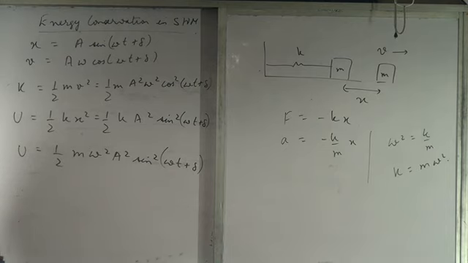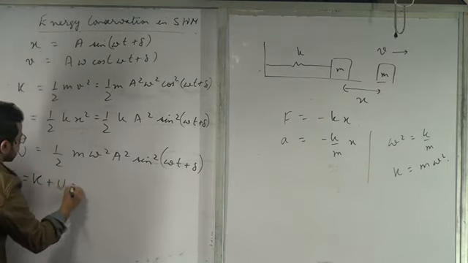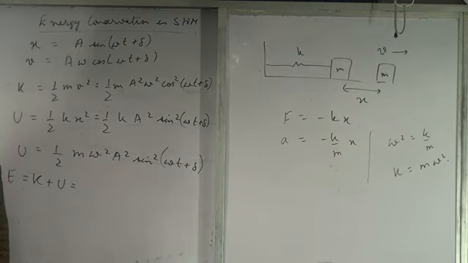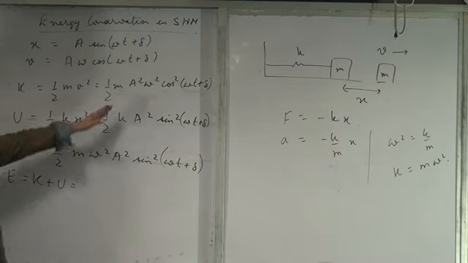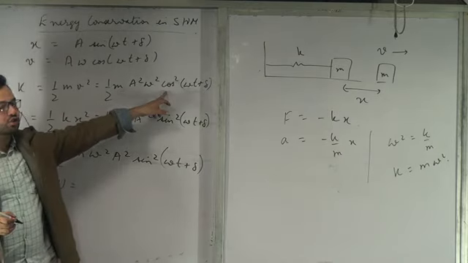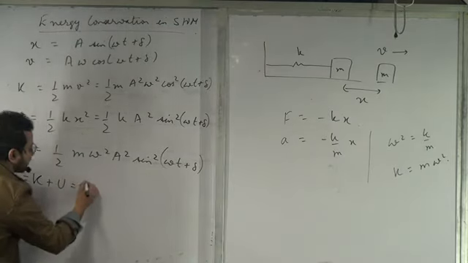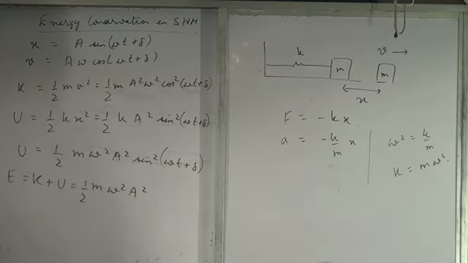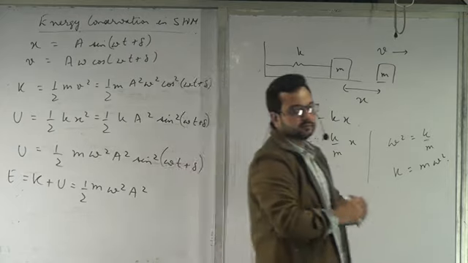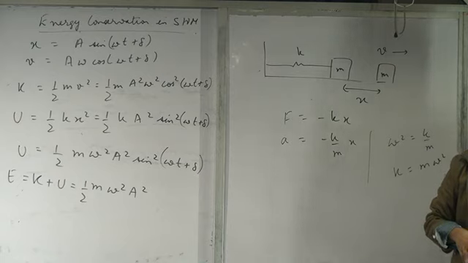Is that correct? Any problem? So what will be the total mechanical energy of the system? The total mechanical energy of the system would be k plus u. Add these two quantities, what do you get? This is common, so you'll get cos square something plus sin square something, that means 1. So the total mechanical energy of the system would be half m omega square a square. Which of those terms is a variable? None.